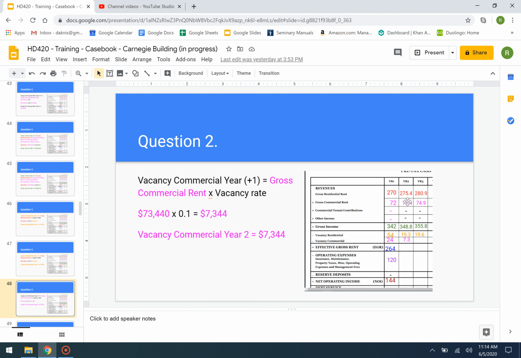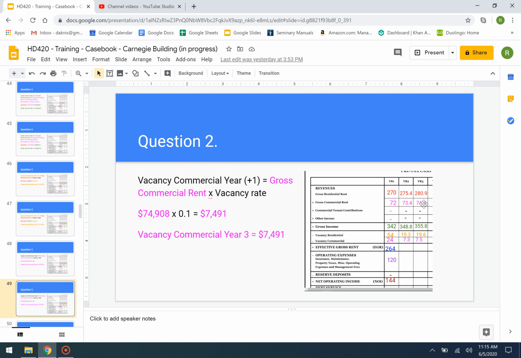For commercial, we're looking at year 2 commercial, 73,440, and we're timesing it by our new vacancy rate. Remember, it's not 33% anymore. Now it's 10%. So we're taking our 73,440, timesing it by 0.1 equals 7,344. So we're plugging 7,344 in right there under our vacancy commercial for year 2.